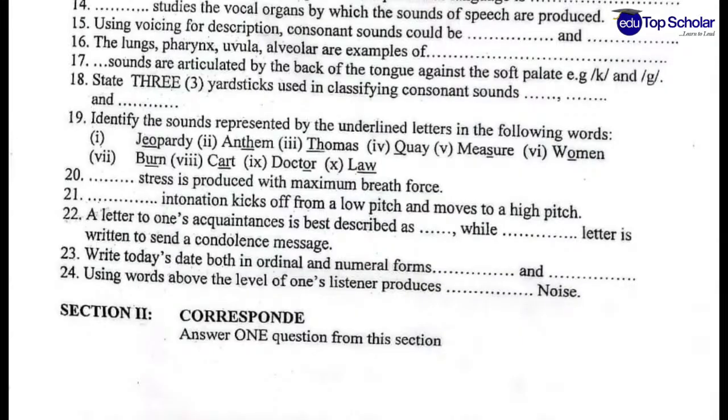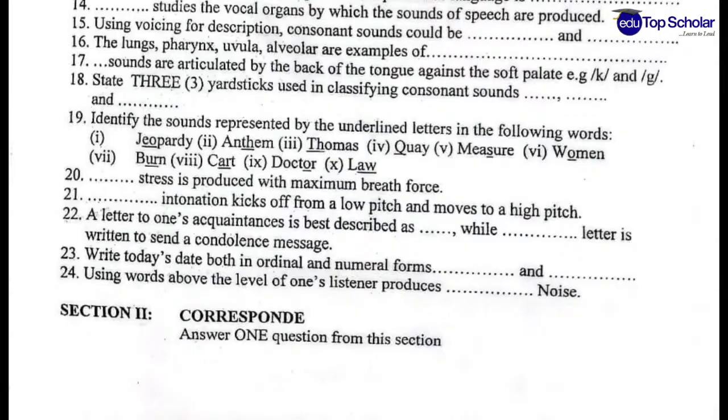Number 17, dash sounds are articulated by the back of the tongue against the soft palate, e.g., ka and ga. I have discussed this before. Those are velar sounds. Velar sounds are articulated by the back of the tongue pressed against the soft palate, or the velum. Number 18. State the 3 yardsticks used in classifying consonant sounds.